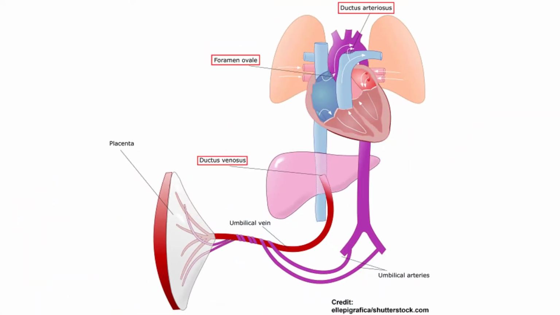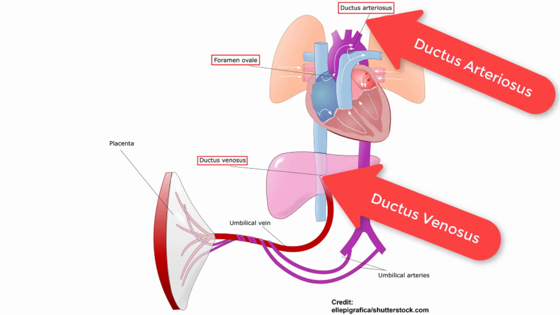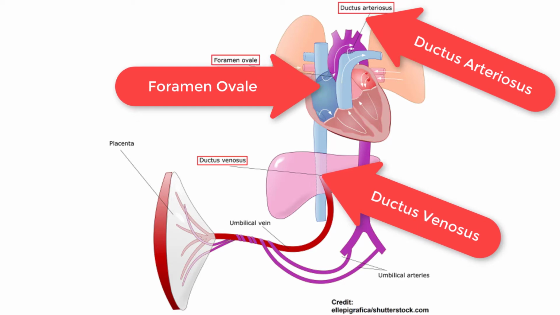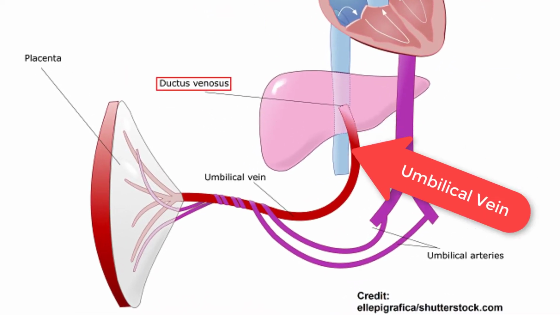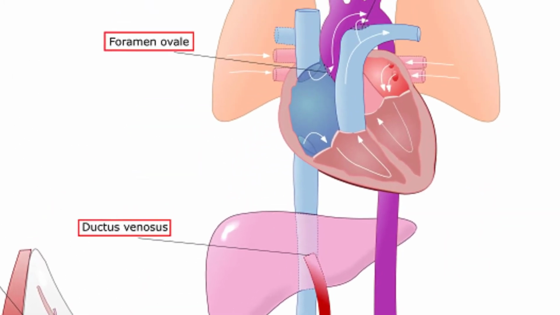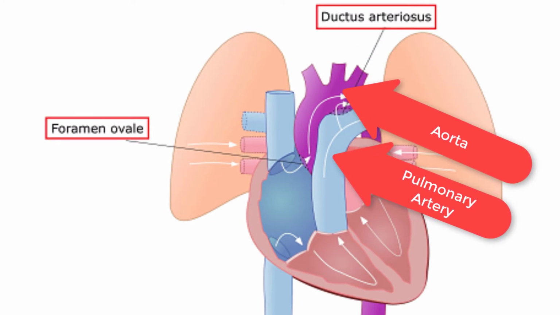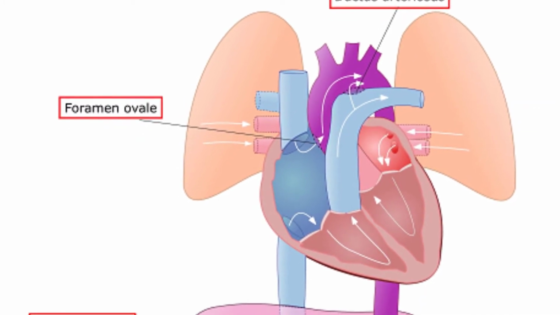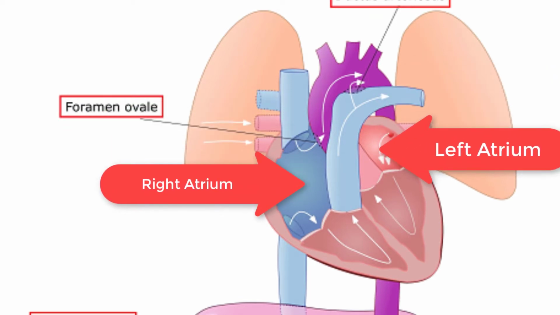Three shunts are present during fetal life: the ductus venosus, the ductus arteriosus, and the foramen ovale. The ductus venosus connects the umbilical vein to the inferior vena cava. The ductus arteriosus connects the main pulmonary artery to the aorta. The foramen ovale is the anatomical opening between the right and left atrium.